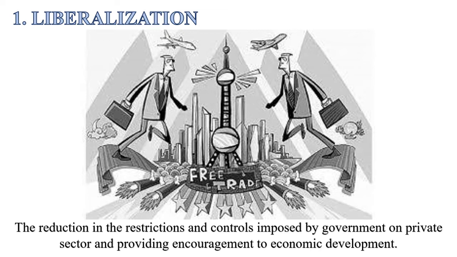Liberalization in simple terms means making things free. In the image you can see the words free trade. So liberalization basically means the same thing, free trade. That means private people can do business freely without restrictions. That was the aim, the goal of liberalization.